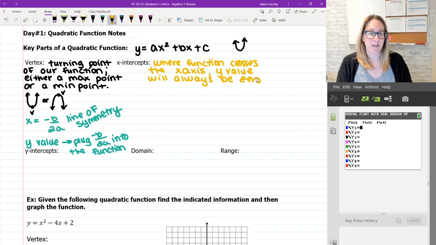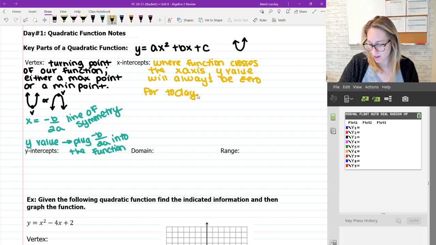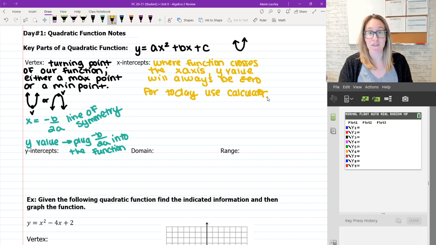All right, and like I said, to find this for today, in this video, we're just going to use our calculator. We'll talk about how to do that when we get to our example, if you don't already remember. The other ways to find your x-intercepts for quadratics are factoring, which is a big one, and obviously the quadratic formula. We're going to go over both of those techniques in a different video. So today we're just going to use our calculator.